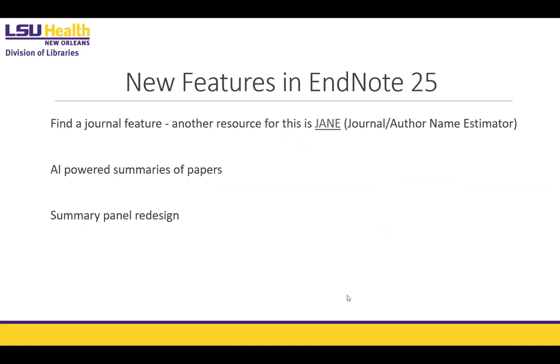Some of the key new features in EndNote 25 are the Find a Journal feature. I just want to point out there's another resource for this that exists already called Jane, which stands for Journal Author Name Estimator. But I tested out this feature before this presentation, and it seems to do an okay job. I would probably end up using both if I was going to do so. Then AI-powered summaries of papers, and then a summary panel redesign, which I'll cover in depth in the live demo.